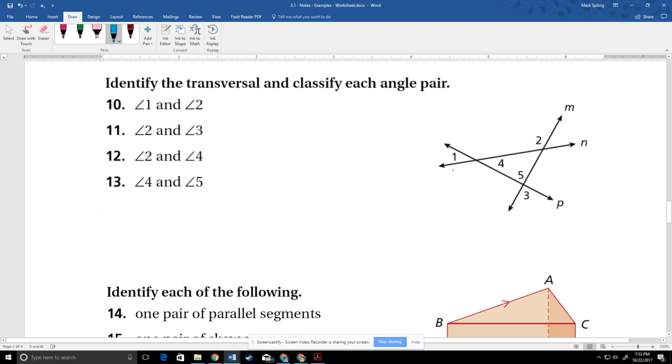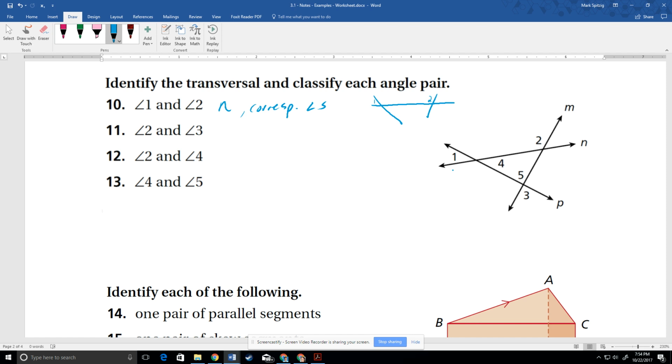All right, so the directions say identify the transversal, then classify each angle pair. In this case, we have angle 1 and angle 2. What I would probably do is re-sketch this out. We know angle 1 and angle 2, N is the only line that they're both on. So I know N is the transversal, so I can start there. If the two lines are going like this, and N is my transversal, angle 1 is right here, and angle 2 is right here. They're both in the top left, so those are corresponding angles.